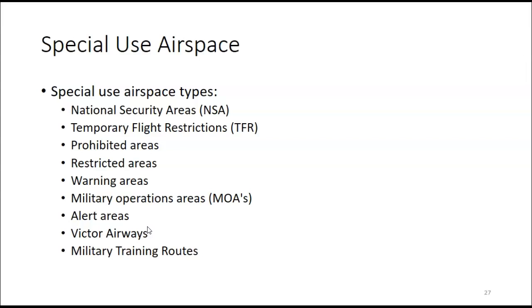For example, prohibited areas, you are, as a pilot, a private pilot, never allowed into a prohibited area. Restricted areas, however, you can fly into a restricted area as long as it's not active. Military operating areas, again, you are, just like restricted areas, allowed to fly in an MOA as long as it's not active. So it's important for you to understand the rules for each one of these special use airspace designations.